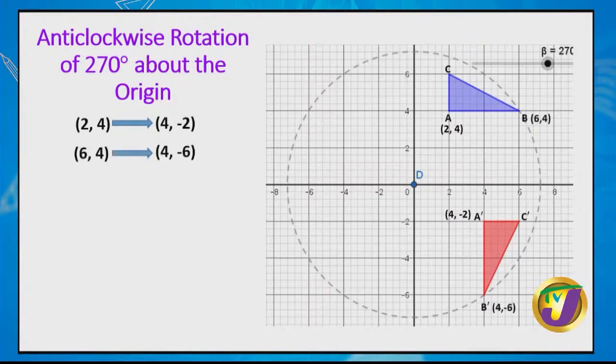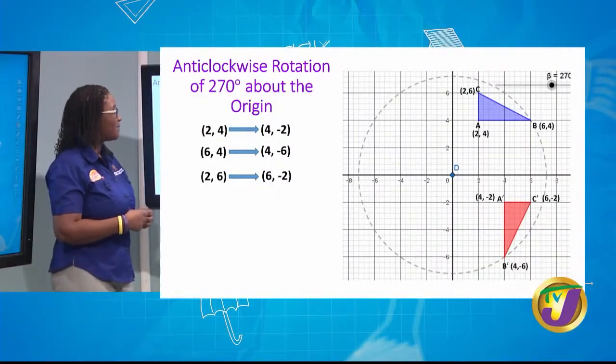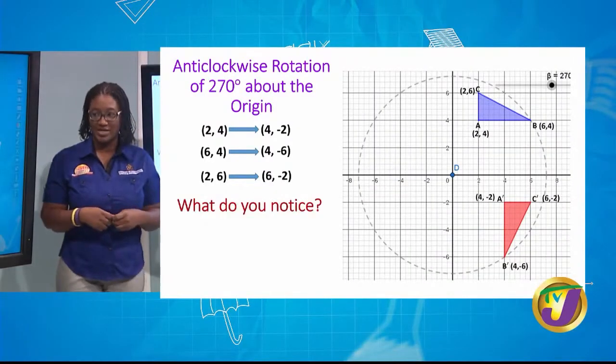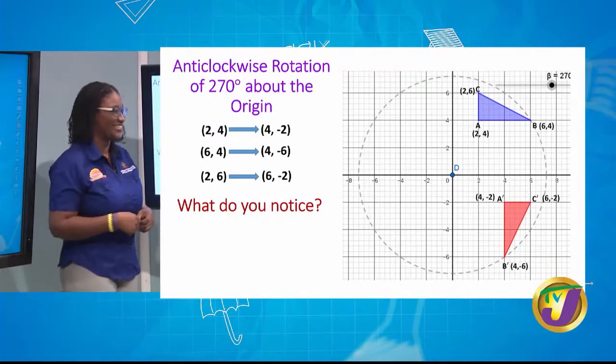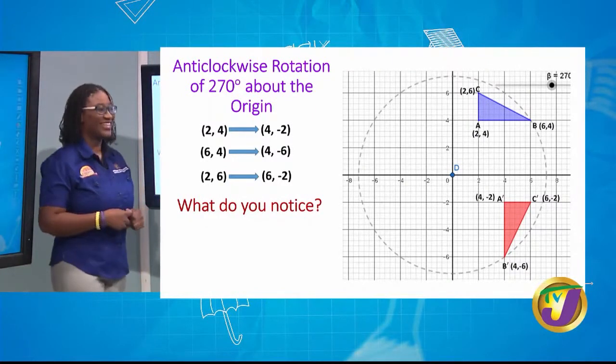And as we looked at B and B prime, we had 6, 4 mapping to the point 4, negative 6. So B prime is now 4, negative 6. And for C and C prime, we have 2, 6 mapping to 6, negative 2. Those were the points that we saw for C. And of course, you need to make the observations.